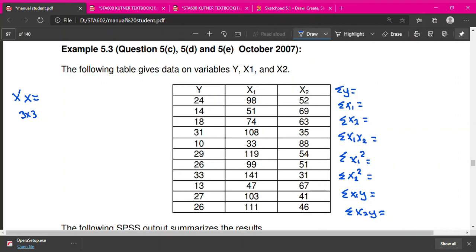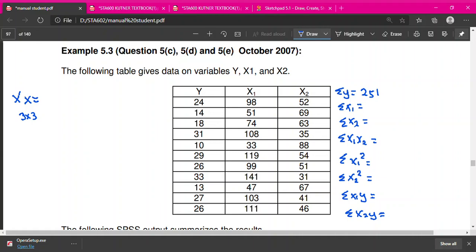So if you can calculate, summation of Y adalah 251. It is 251. Summation of X1 is 984. Summation of X2 is 597. Summation of X1X2 is 48285.